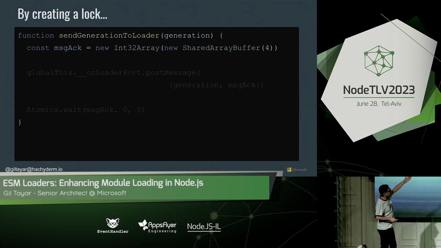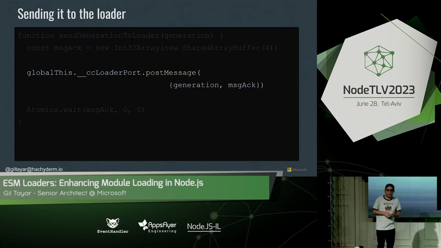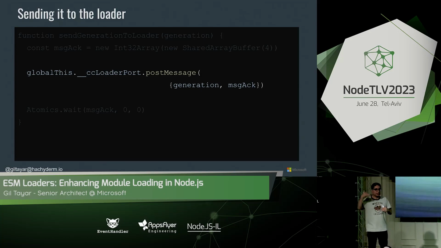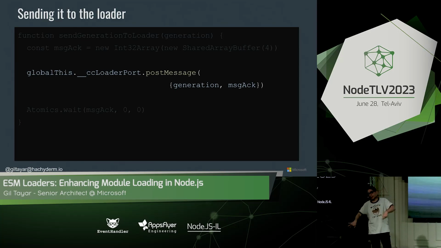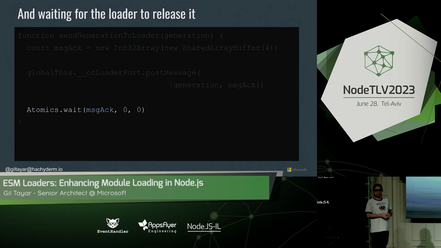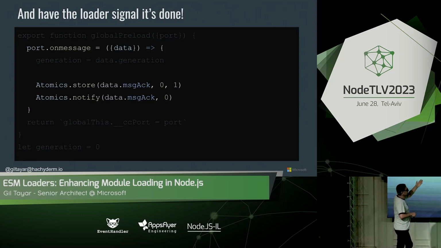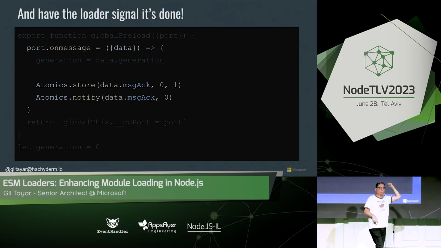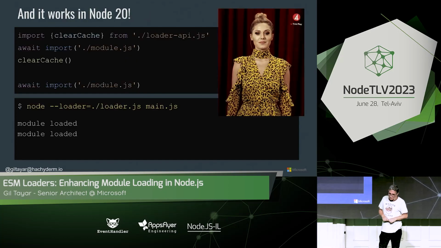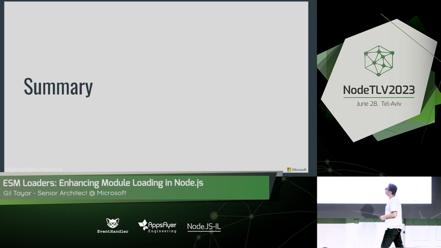So we create a shared array buffer. Why? Because we are going to use atomics, which is a feature in JavaScript that enables us to use synchronization, a mechanism like a lock. We create a shared array buffer which can be moved to the worker, and that buffer is shared between the worker and userland. I know this is really hairy stuff, and we wait. We wait on the shared array buffer for the loader to run, and when the loader gets the message, it notifies using atomics.store and atomics.notify. I'm done. That atomics.wait will exit, and we are good. So it also works in Node 20, and we're good.